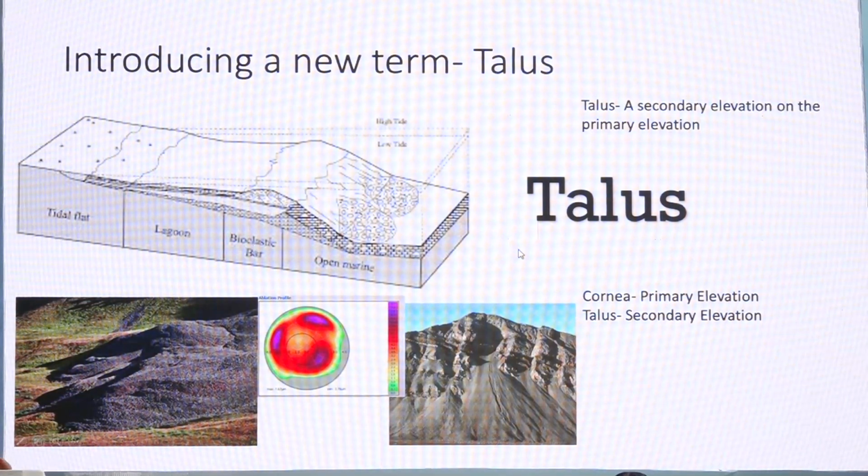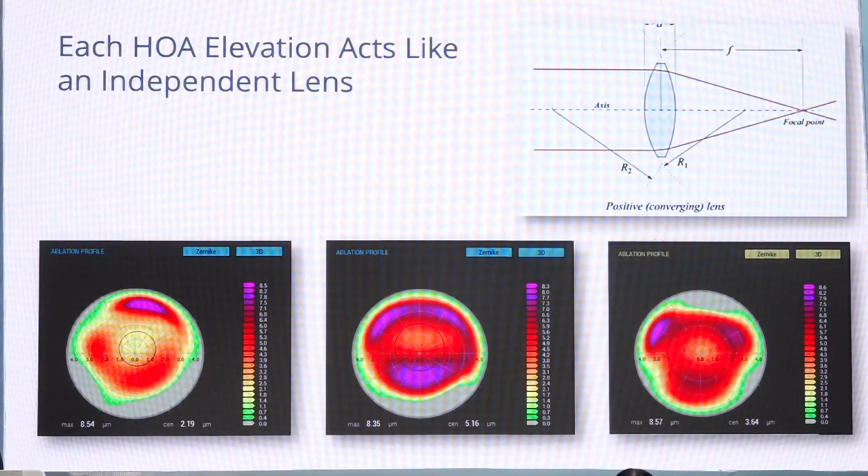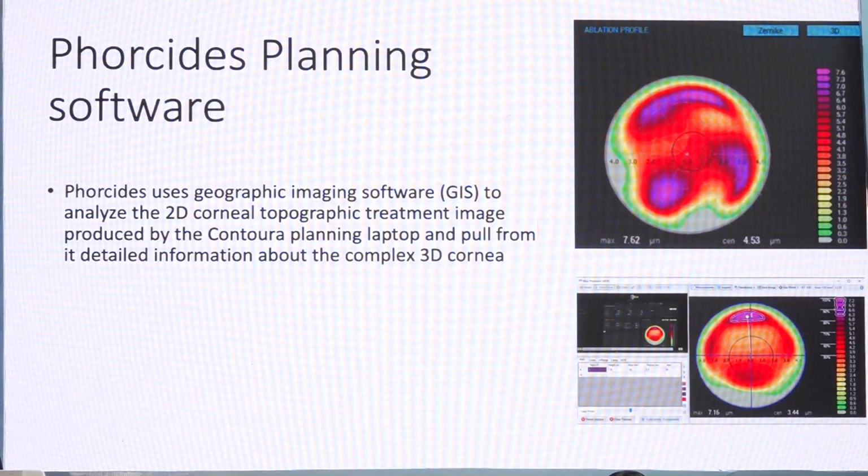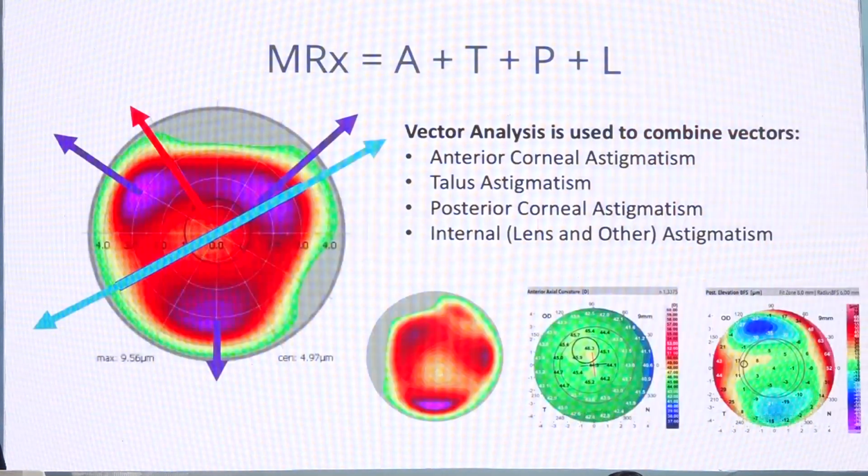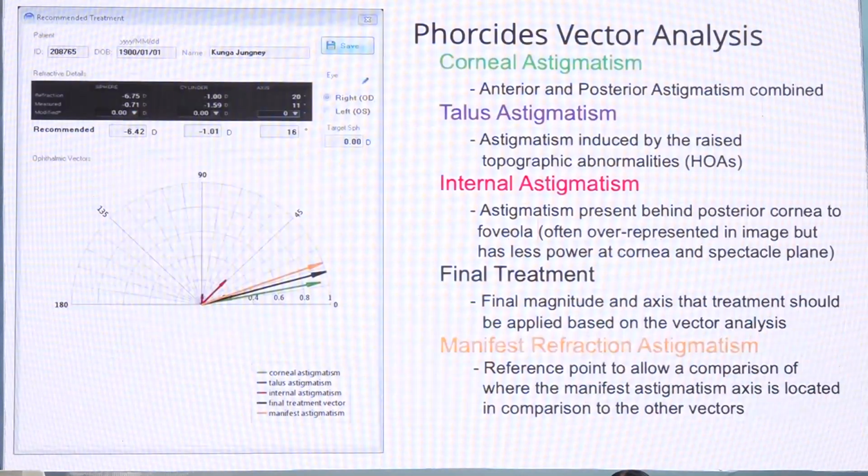Basically, talus is the irregularities on the cornea different from the normal corneal shape. So it's the secondary elevations on the cornea which all have a refractive effect and need to be corrected. And the planning software is free software for Indians, at least, made by Mark, I'm forgetting his name, Lobanov, and he's been kind enough to give it to many of us, and we are using it. It does a vector analysis, and it takes into account 4 things: the anterior corneal astigmatism, the talus astigmatism, the posterior corneal astigmatism, and some of the internal as well, and then comes out with a treatment plan.